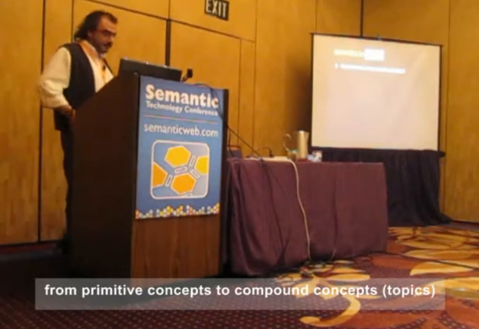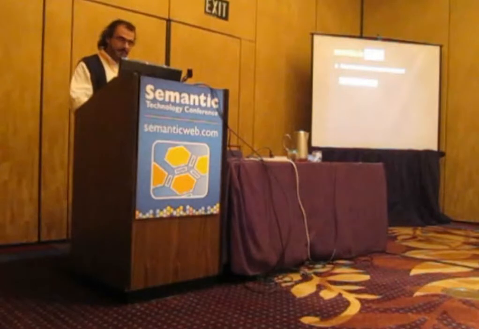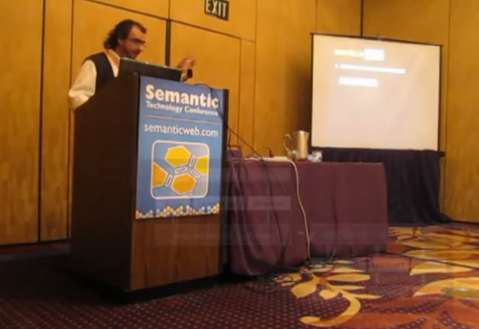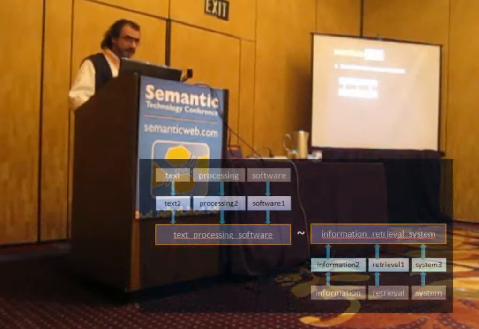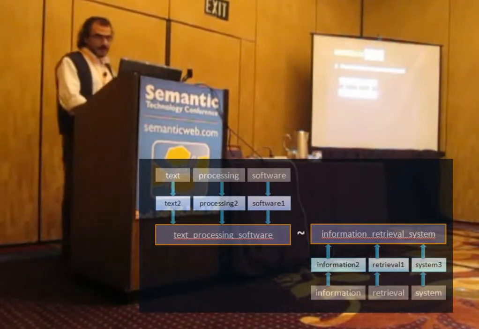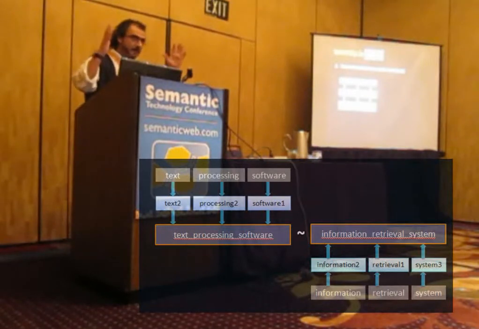Then we go from primitive concepts to what we call topics or compound concepts. And the point here is this. If I have a nominal phrase like text processing software, the first challenge is to figure out the right meaning of each of these, going from words to concepts. So text 2 is probably the second meaning of text. Processing 2 is also the second meaning of processing, which has probably 7 or 8 meanings. And software, we figured out the actual meaning. So now we have concepts. Now we have to make a topic, a compound concept, out of these 3 concepts. So now I have a topic, a semantic object called text processing software.